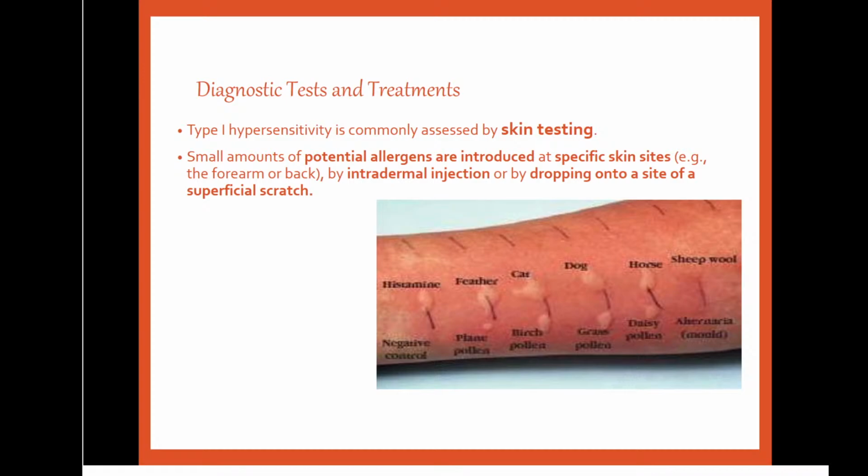Diagnostic tests for type 1 hypersensitivity are commonly done by skin testing. A small amount of potential allergen is introduced at specific skin sites by intradermal injection or by scratching. It can be a scratch, a prick test, or scarification. The idea is to find the causative allergen. It's a pretty safe procedure, and you can see on this picture a positive skin test for different allergens.